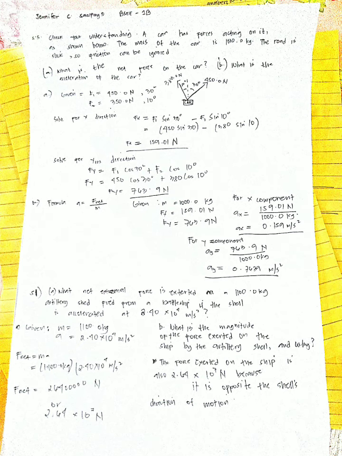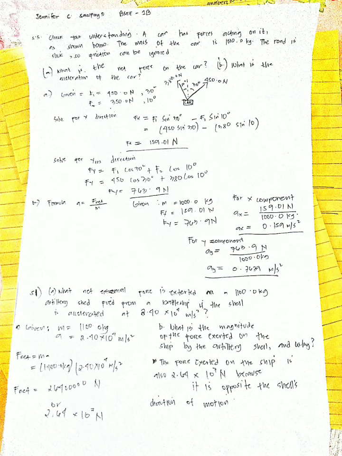Second, solve for the y direction. So we derive the formula Fy equals F1 cos 30 degrees plus F2 cos 10 degrees, which is 450 cos 30 degrees plus 380 cos 10 degrees. Therefore, Fy is equal to 763.9 Newton. B. The formula a is equal to F net over m.